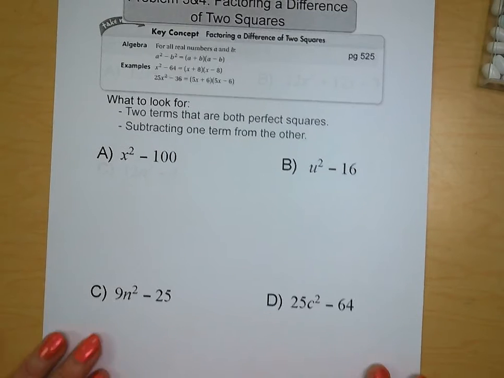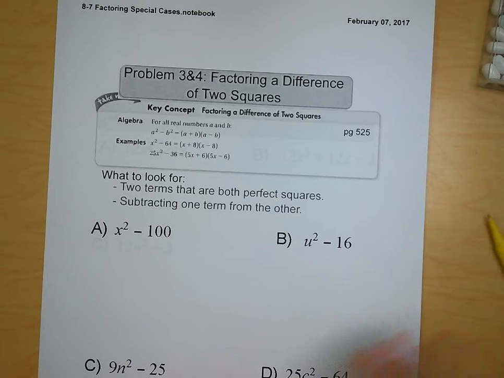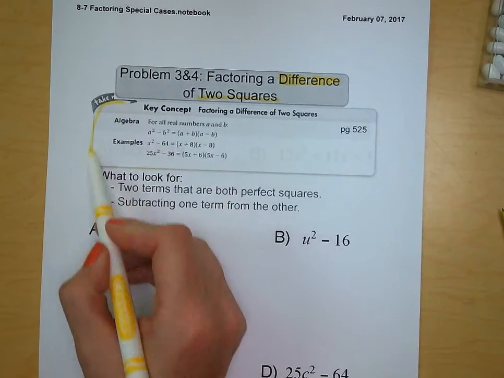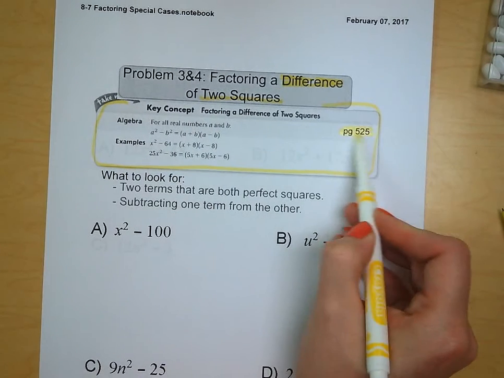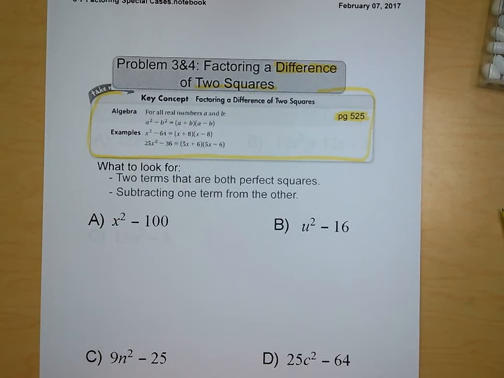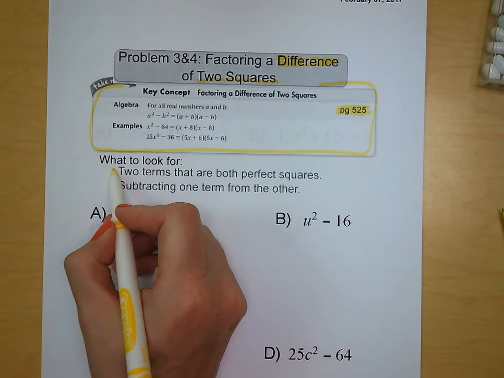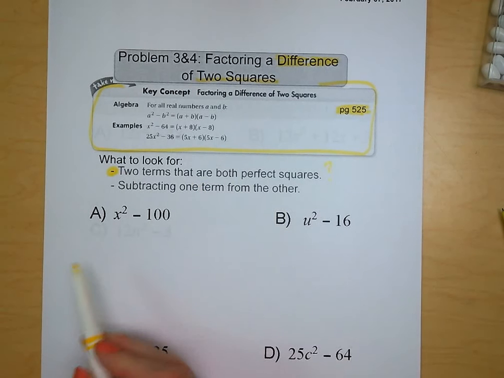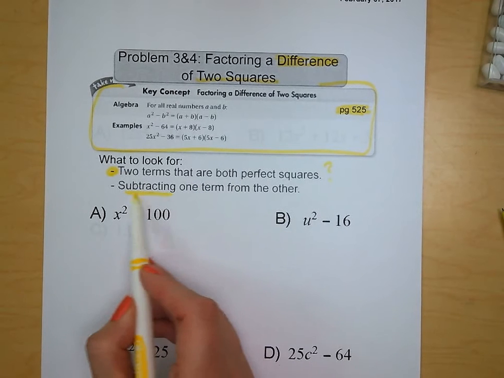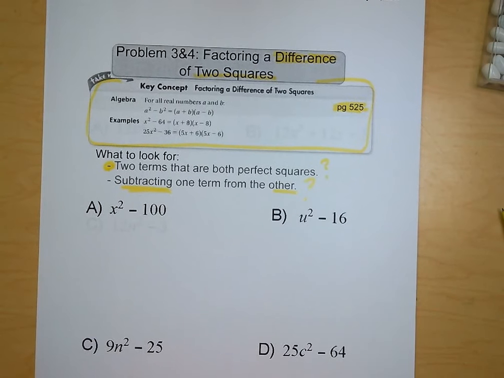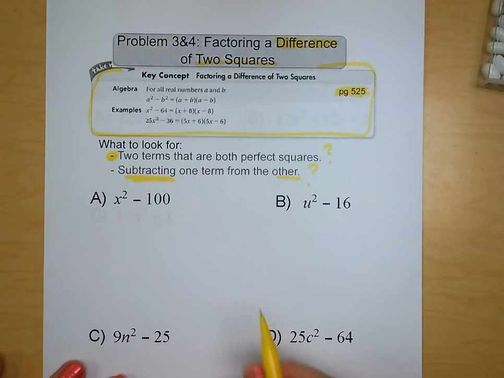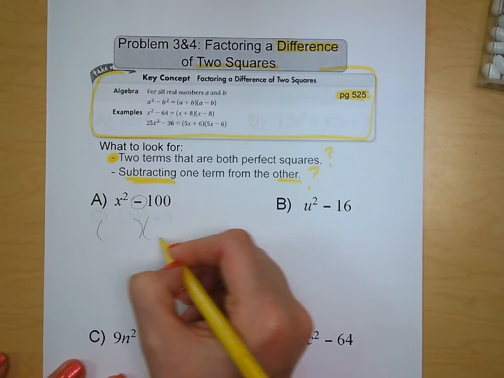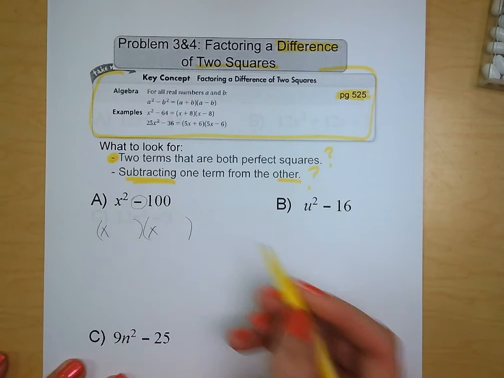Moving on to problems 3 and 4, factoring a difference of two squares. Again, we have our key concept with some examples from the book, page 525. But what we're mainly looking for here is, do we have two terms that are both perfect squares, and is one being subtracted from the other? Thus the rule, the difference of two squares. We are subtracting two squares. So we have a subtraction sign. We have two perfect squares. So we put in our x's.